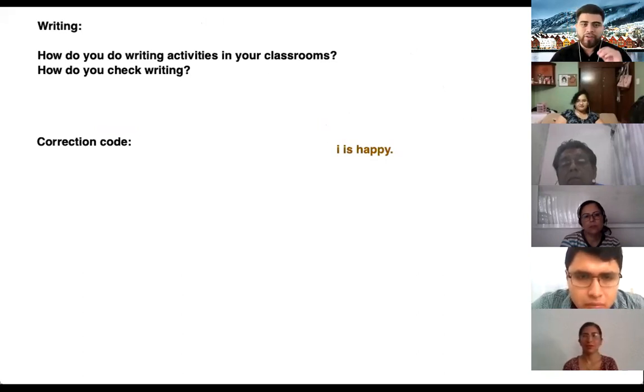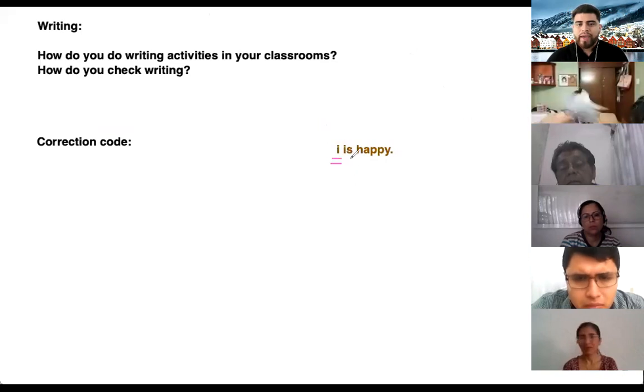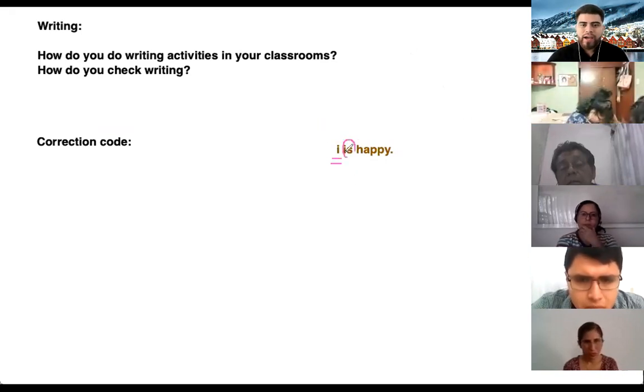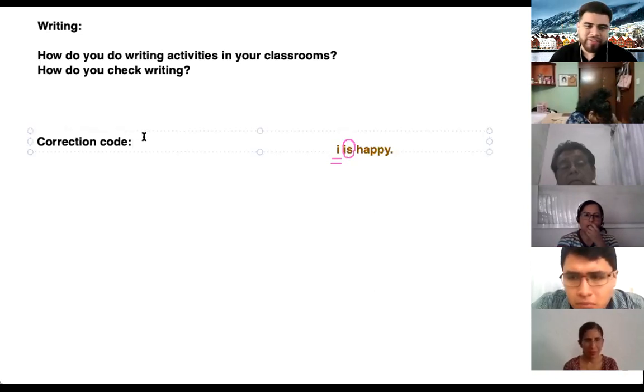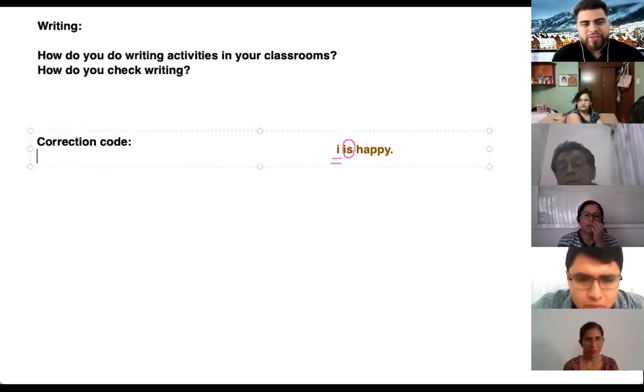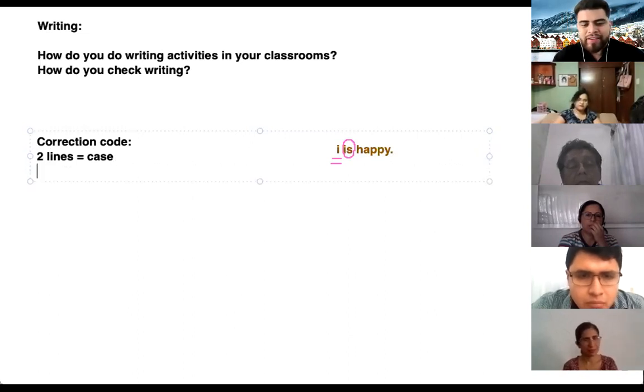You need to use a correction code. For example, one of my correction codes is, if they write a lowercase letter when it should be uppercase, I underline it two times. And if they write the wrong word, I circle it. Teacher, what is this? My friend, if you have two lines, that means you need to work on the case. Case means lowercase, uppercase, little letter, big letter. And if you have a circle, that means you need to change the word.